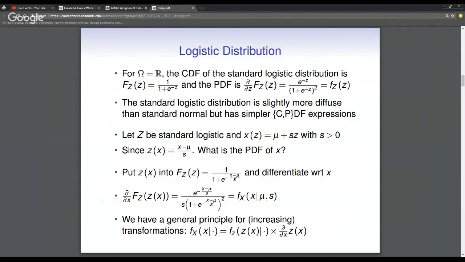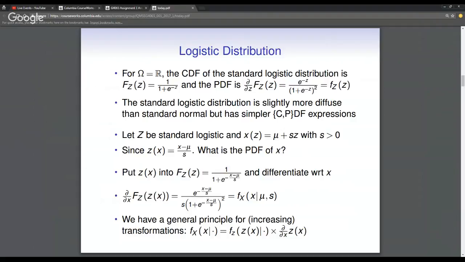So that would be this expression here. I've just substituted x minus mu divided by s. And then differentiate that with respect to x. And that, again, we just apply the chain rule maybe one more time. And we get an expression for the PDF of the general logistic distribution. And that is e raised to the power negative x minus mu divided by s, over the quantity 1 plus e raised to that power, whole thing squared.